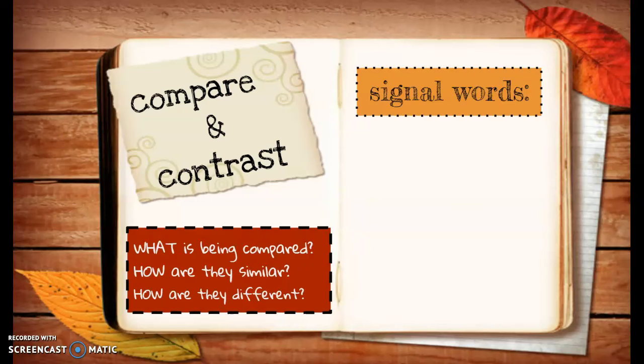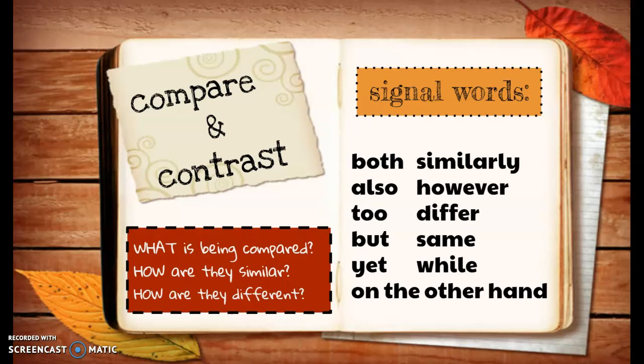So when you're reading and you come across a compare and contrast, some words that you might notice are both, also, similarly, to, the same. And then some that show contrasting are however, differ, but, yet, while, or on the other hand. So we're going to look at a paragraph and kind of look at how we can recognize those signal words. A lot of times we call signal words transitions when we're writing.